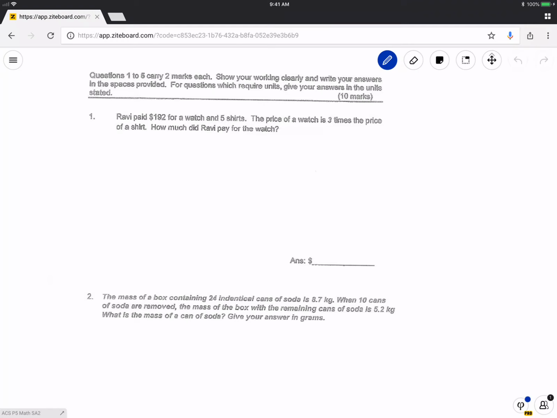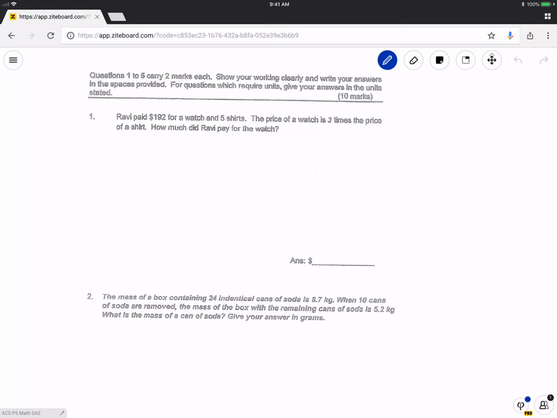We are now doing a recording for the SA2 paper of ACS. What we're going to do is we'll be doing the entire paper 2, and as we go along and we see any heuristics along the way, we'll just highlight so everybody knows.